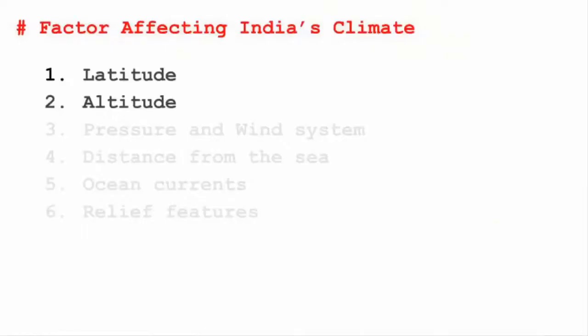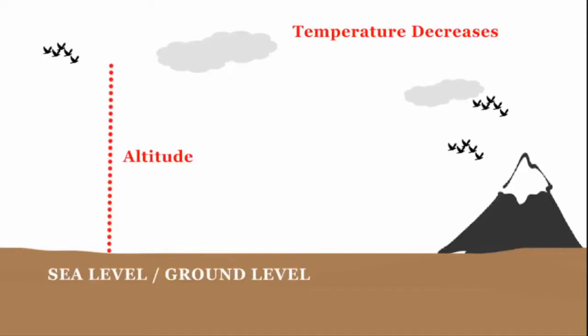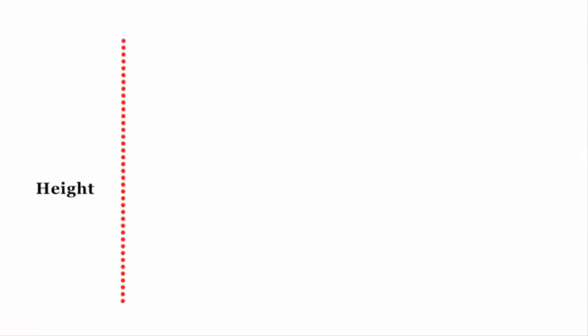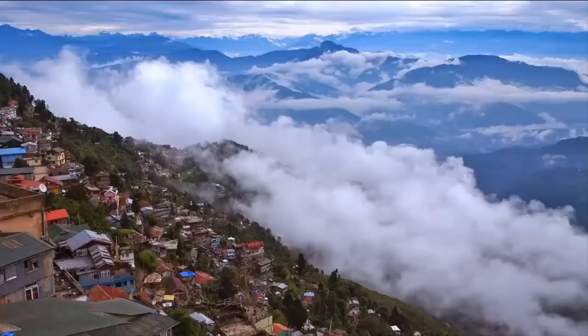The second factor is altitude. Altitude means height. The more you go above the ground, that is from the surface of the earth to higher altitudes, the temperature decreases, because the concentration of air molecules decreases. We also call it thin air. That's why when you go to hill stations, it's cool out there.